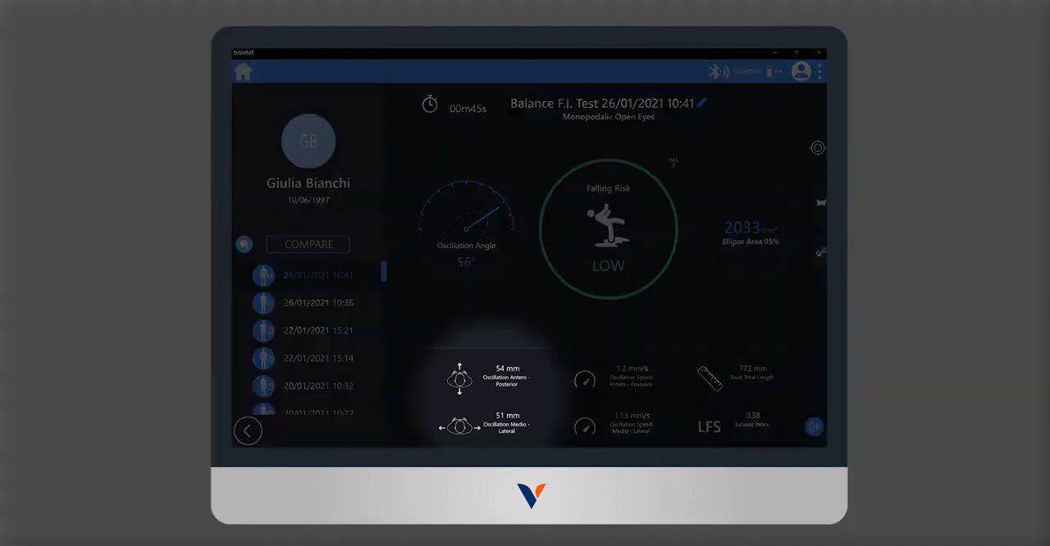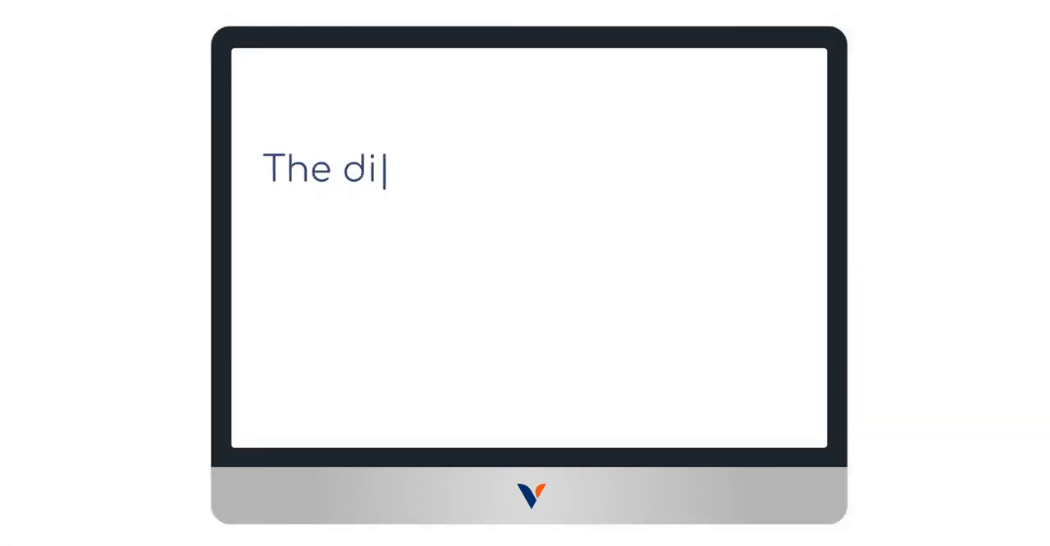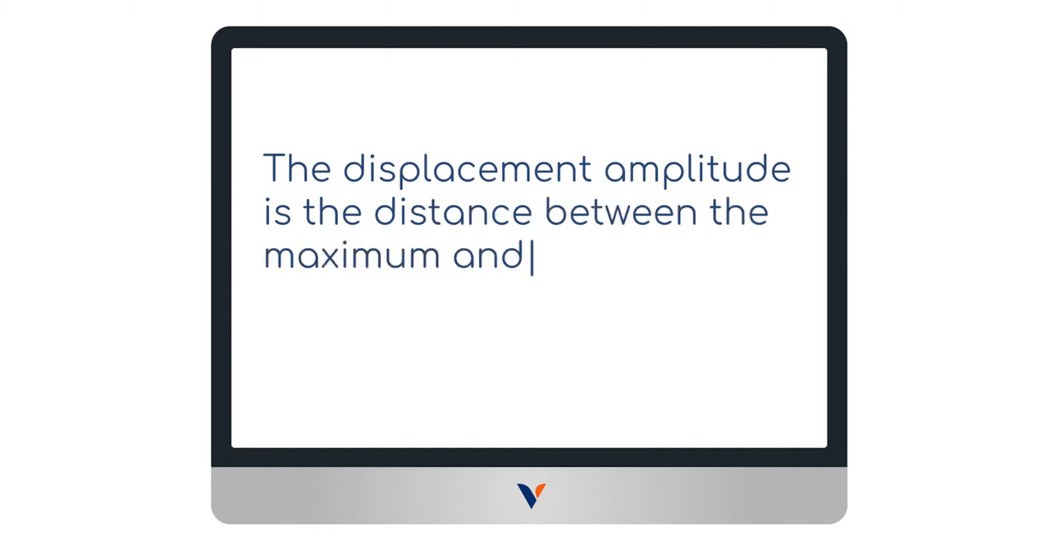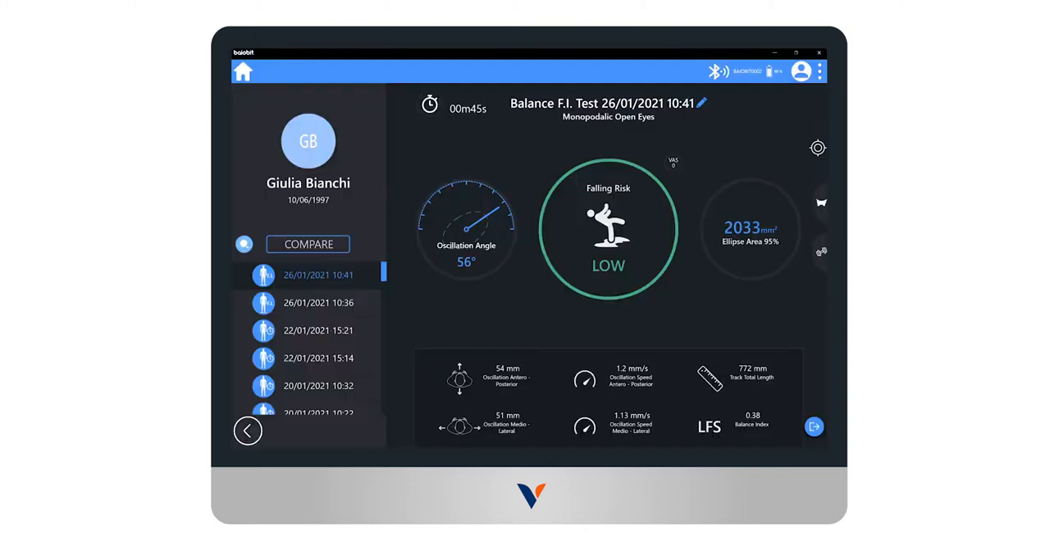Range of anterior-posterior and medial-lateral center of mass oscillation. The displacement amplitude is the distance between the maximum and the minimum displacement of the center of mass for each direction. The higher the values measured by this index, the worse the postural stability. The amplitude of the center of mass is a reliable parameter. The analysis was carried out on both the anterior-posterior and the medial-lateral direction.